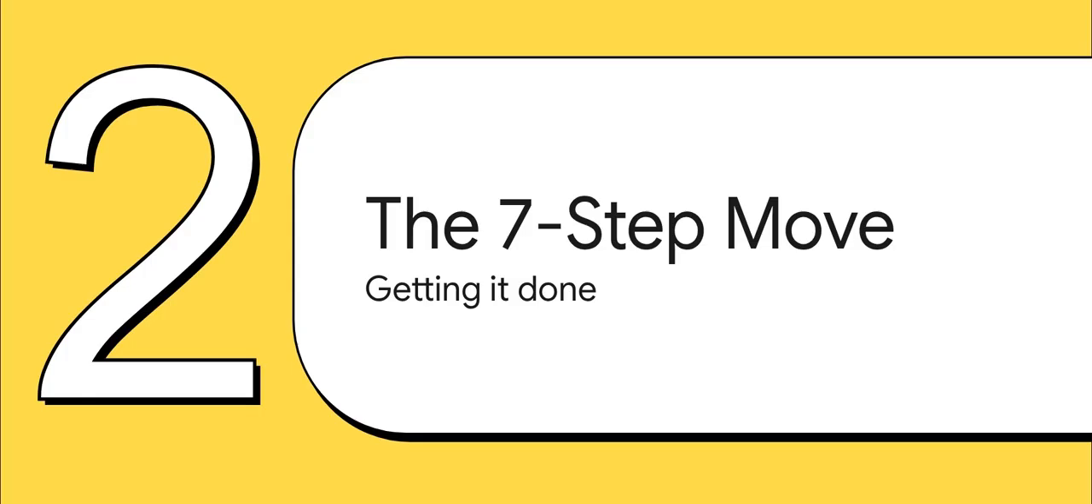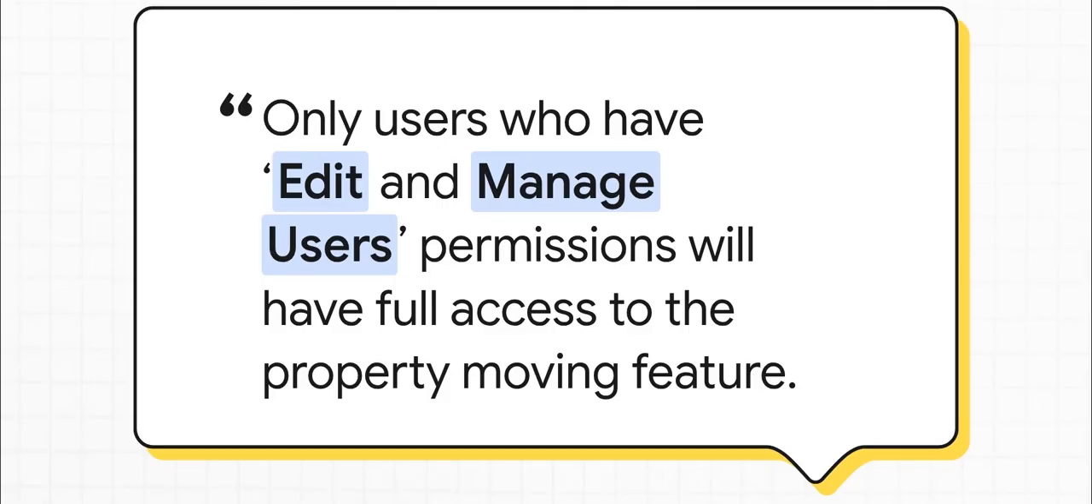All right, now for the main event. And I have some good news for you. Despite how intimidating it might sound, this whole process is surprisingly easy. It really just comes down to a few clicks in the right places. But wait, before you click a single thing, stop. This right here is the single most important thing you need to know. You must have edit and manage users permissions at the account level. If you don't have both, that Move Property button we're about to go looking for just won't even be there. So seriously, check your permissions first.